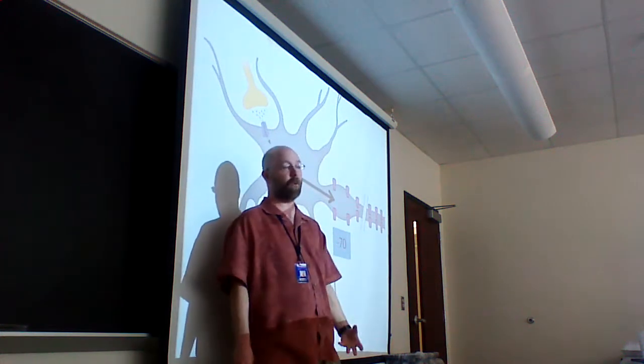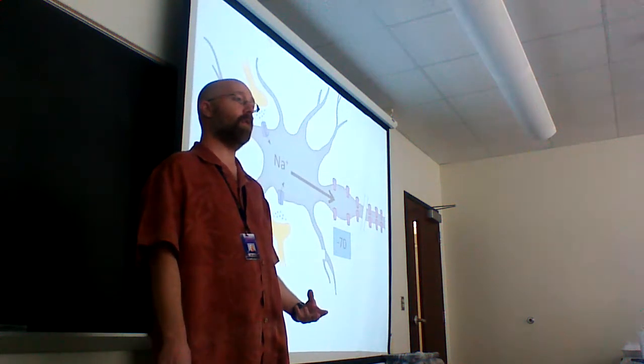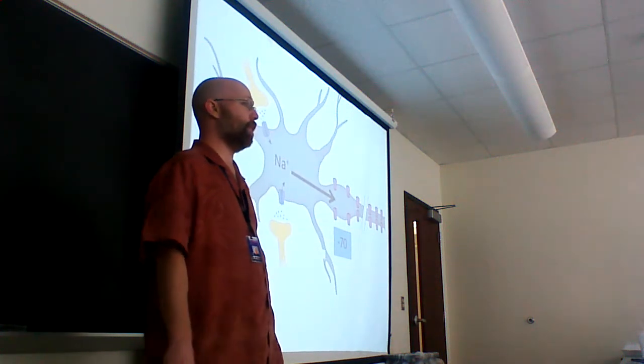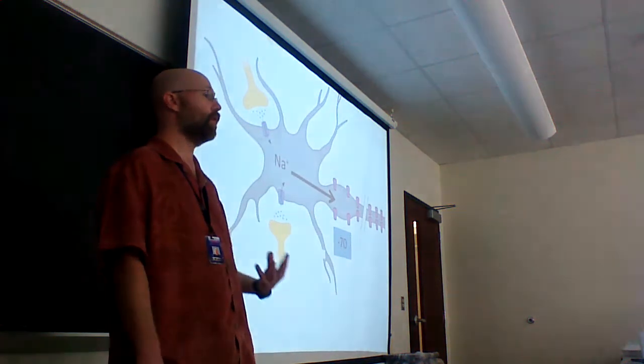Some of our axons are a meter long. Think about a giraffe who's got to run a single axon all the way from the base of its spine to the very tippy toes of its feet, right? Really long cells.